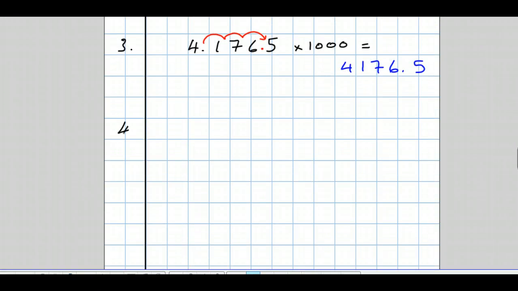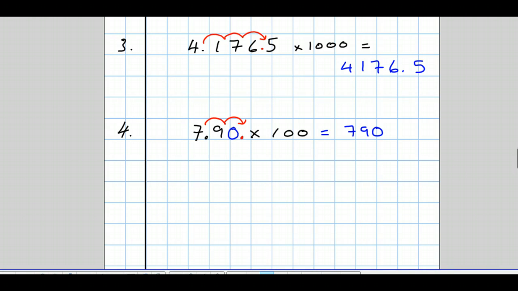Now where are the complications? Well, the complications occur when we don't have enough figures. I'll give you an example. 7.9 times 100. We're multiplying by 100, so we move the decimal point two places to the right. Alright, fine, we skip over the 9, but we've also got to skip over this empty space. What happens then? If there's an empty space, we insert a 0. So the answer is 790.